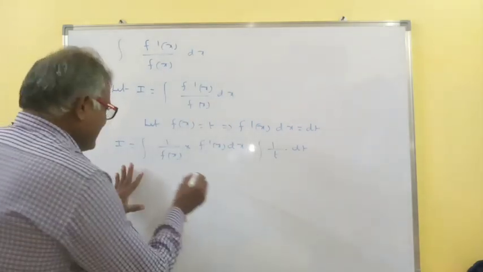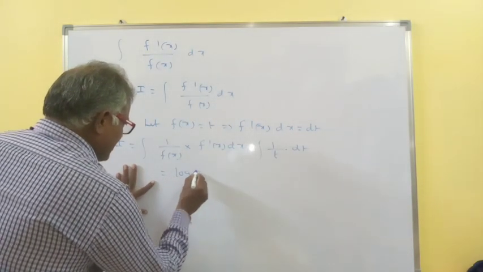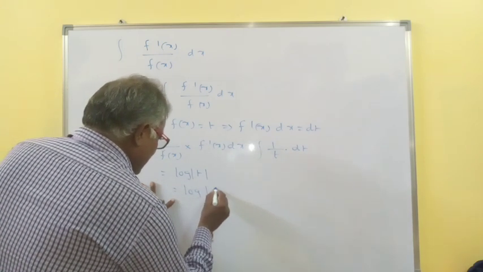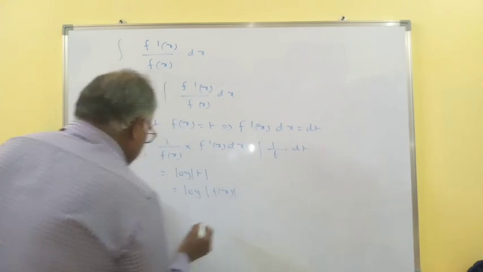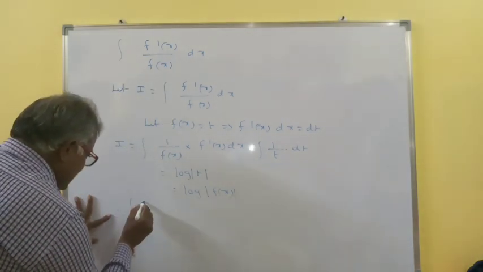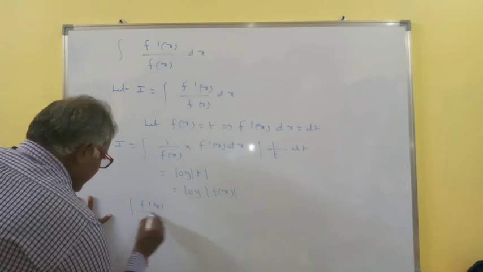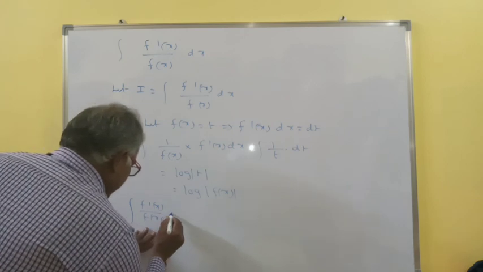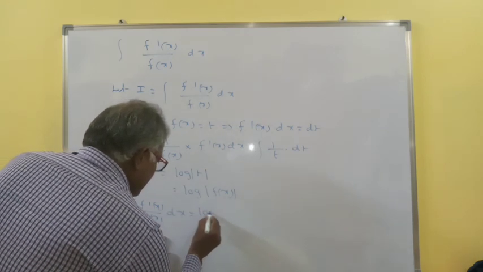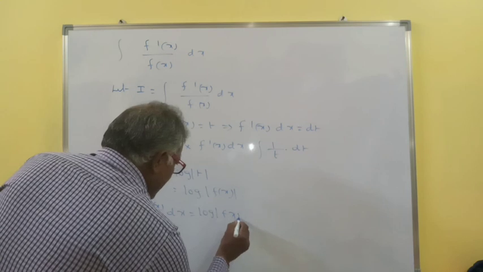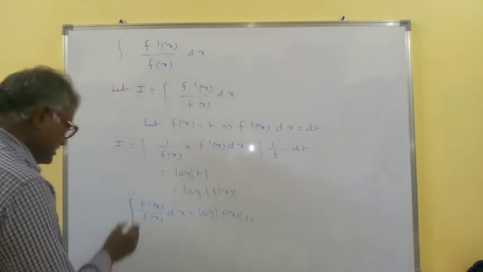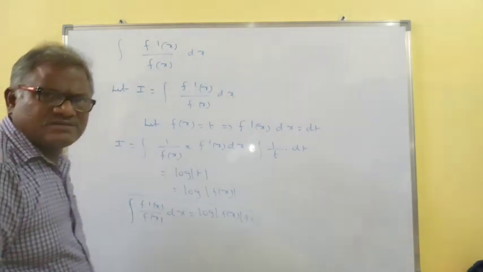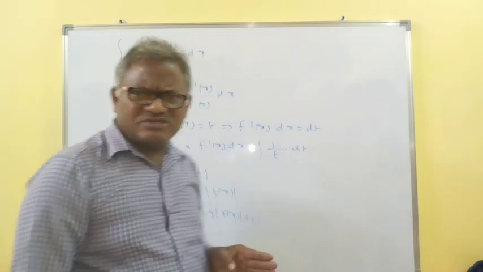1 by t dt. So the integral of 1 by t means log t under modulus. So t means log of f of x. So here is the formula for us. Integral f dash x by f of x dx is equal to log of modulus f of x plus c. Here is the formula. You should remember this one. So for 2 marks it may appear in your examination paper.